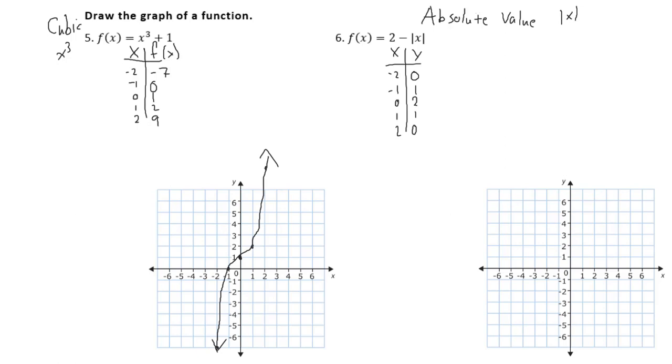And again, you can see the symmetric points here and here. So graph vertex first. Always graph your vertex first. So 0, 2, 1, 1, and negative 1, 1. Negative 2, 0, and 2, 0. So this one kind of looks like a V, but because it's a negative, it's an upside down V. All right, let's look at some more examples.